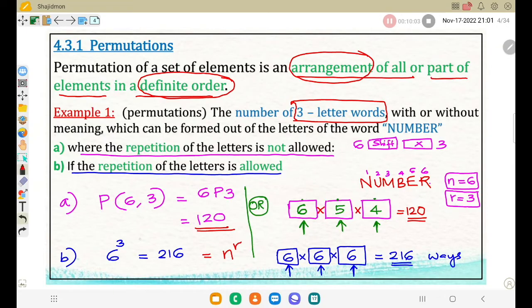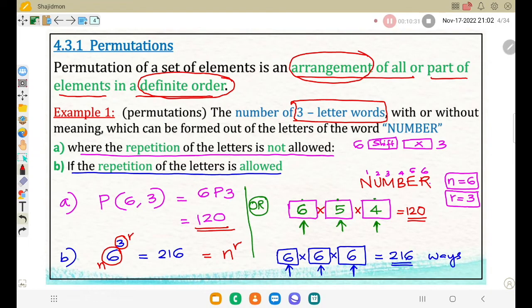This is the rule for finding the permutation with repetition. This 6 means n letters, and 3 means r letters. So n power r ways we can arrange totally, correct? If repetition is not allowed, it is P(n, r), correct? That is the idea. If repetition is allowed, n power r ways we can arrange the letters of the word NUMBER. I hope you understood that one.